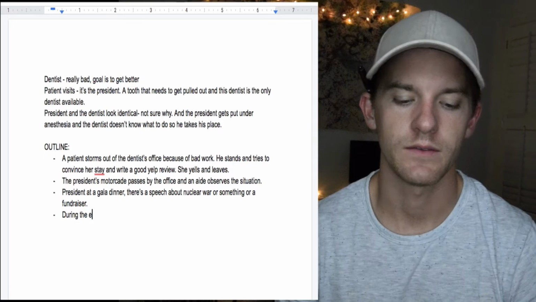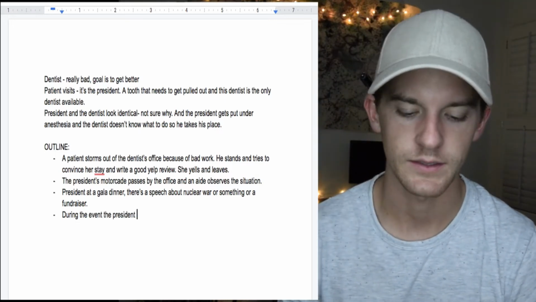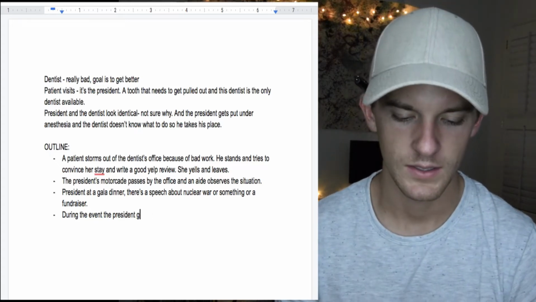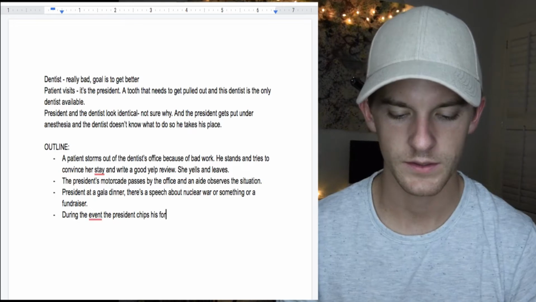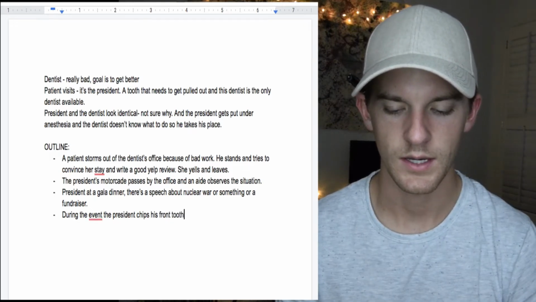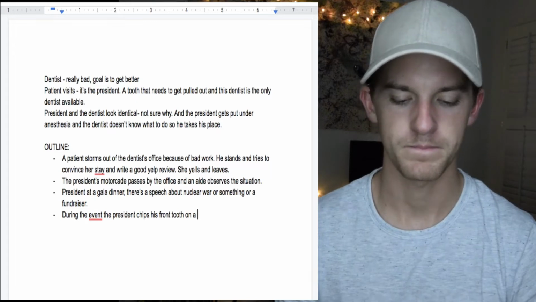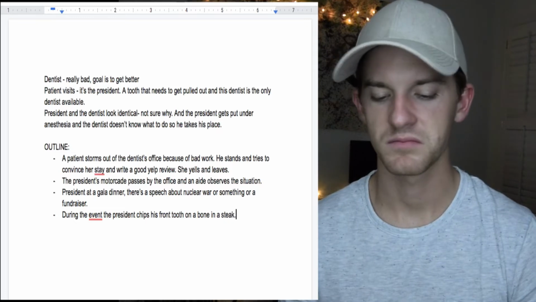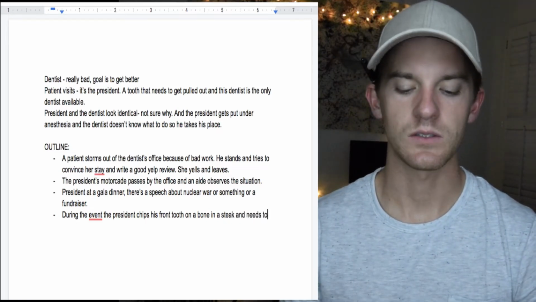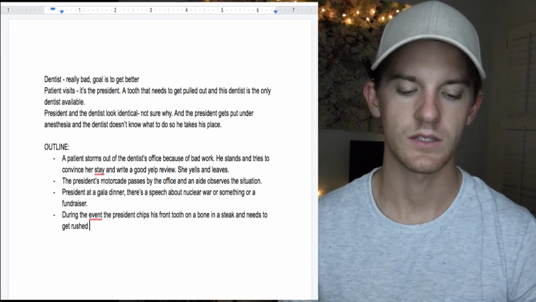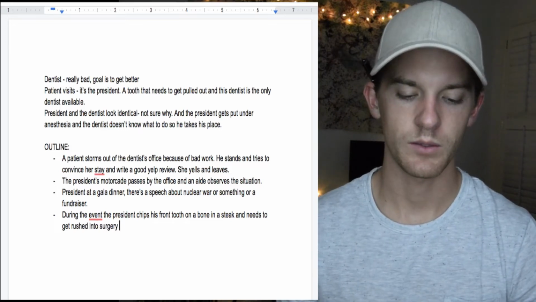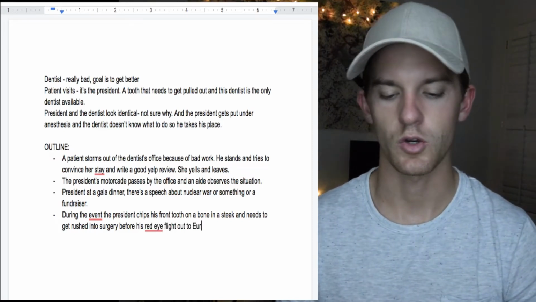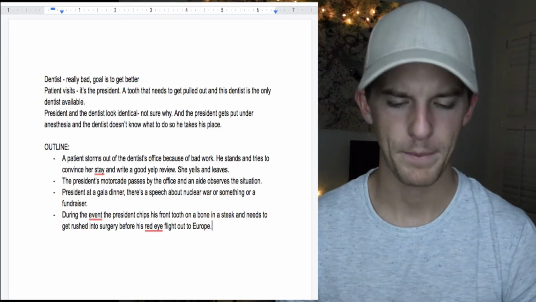So during the event, the president chips his tooth. The president chips his front tooth on a bone in a steak and needs to get rushed into surgery before his red-eye flight out to Europe. I think they're going to Europe.